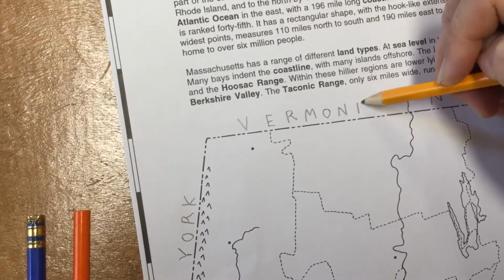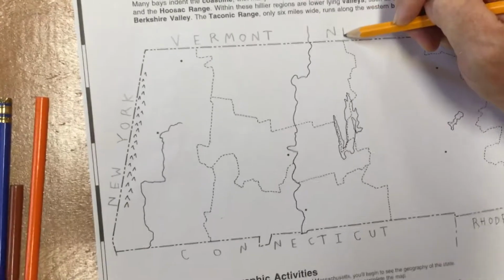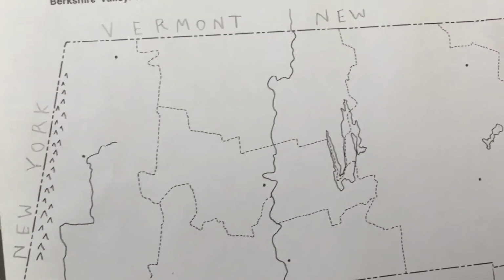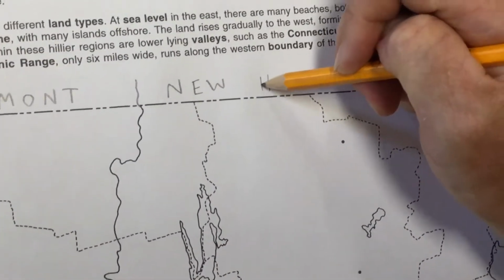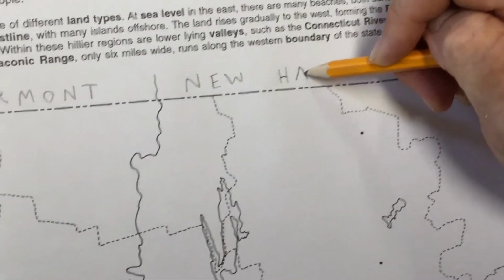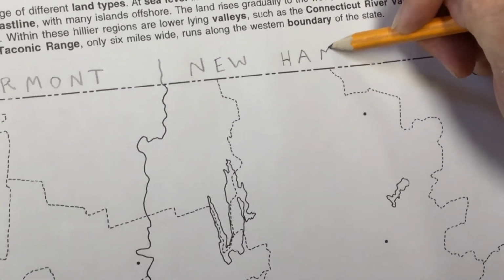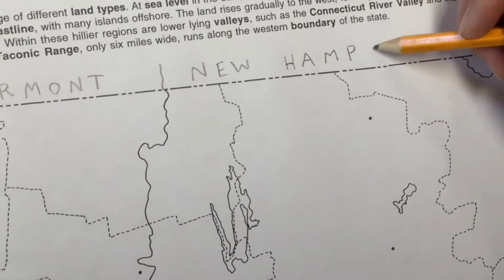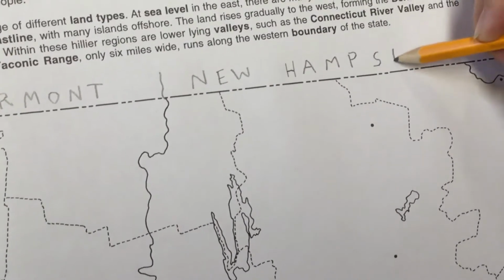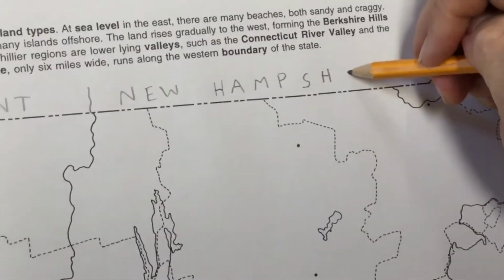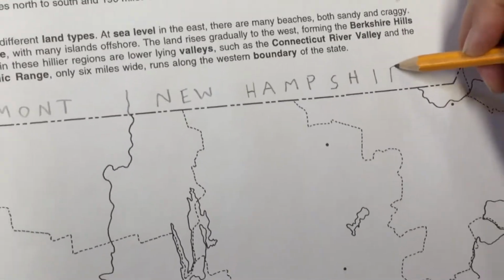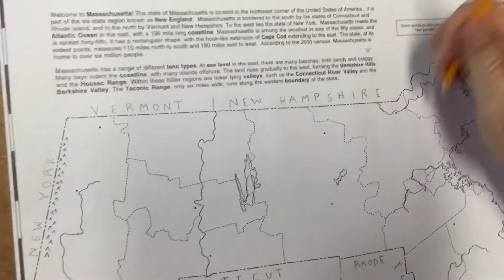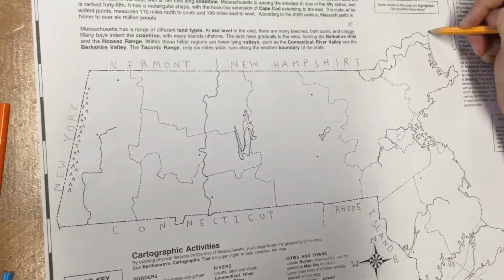Notice I'm using my neatest lettering. When you make a map, you want to make a nice presentation. You want it to look very nice and easy to read. Okay, you don't want it to be difficult to read, so try to use your neatest lettering. And it really looks good if you use capital letters for these surrounding states. Okay, so New Hampshire actually goes all the way to the coastline here.